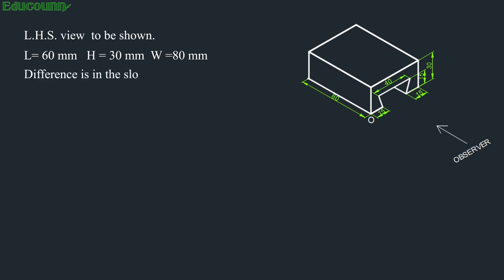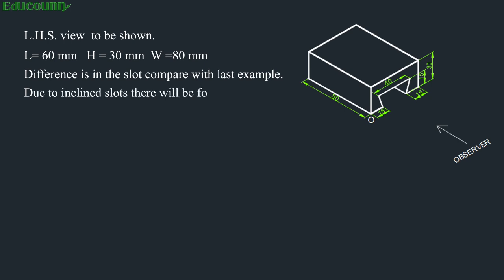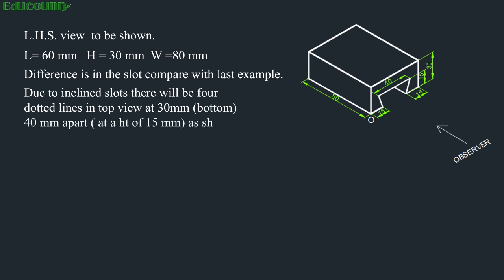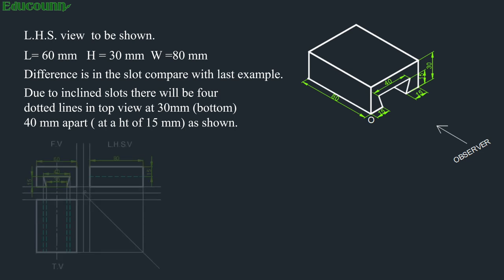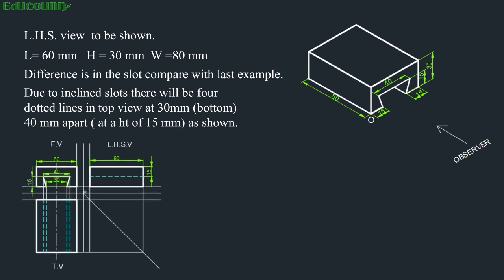So the difference in the slot compared with the last example is that due to an inclined slot, there will be 4 dotted lines in the top view at 30 mm from the bottom and 40 mm apart at the height of 15. And these are shown in the solution, you can see that. So instead of 2 dotted lines in the top view, there are 4 dotted lines, which will be indicating surface changeover of the invisible portion in the top view.